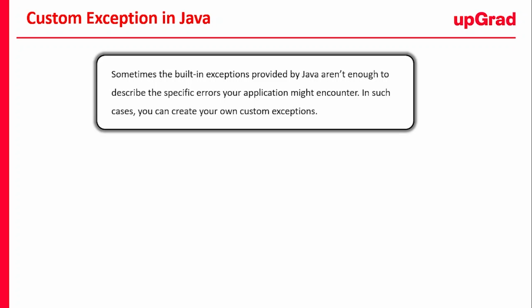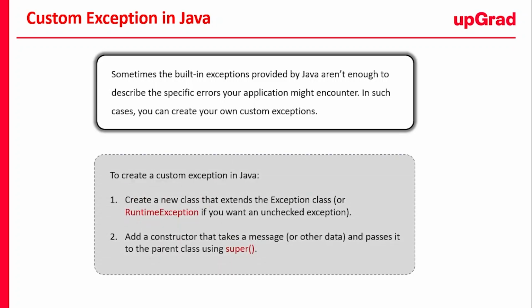To create a custom exception in Java, create a new class that extends the Exception class, or RuntimeException if you want an unchecked exception. Now add a constructor that takes a message or other data and passes it to the parent class using super. So to create a custom exception you have to go through this.